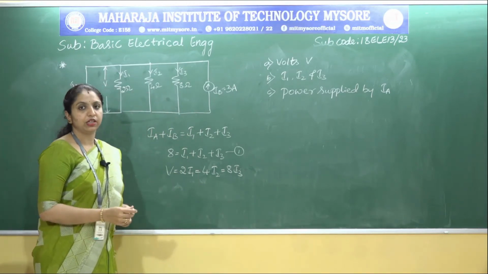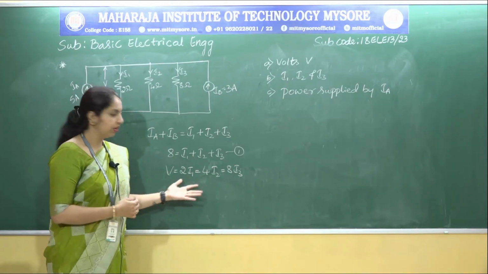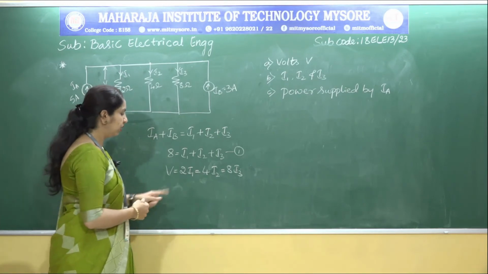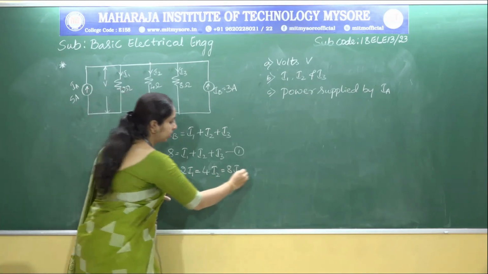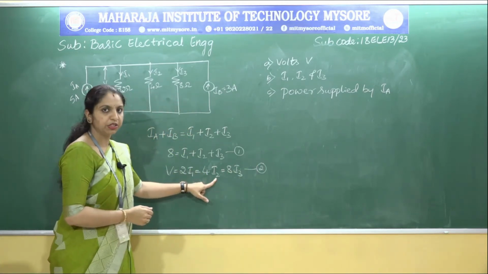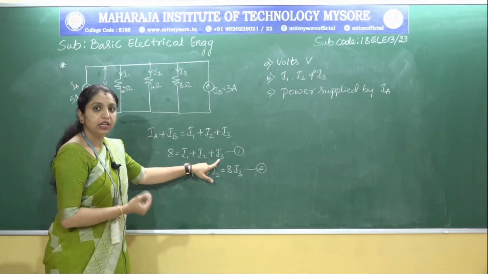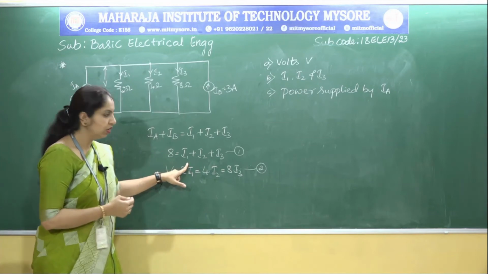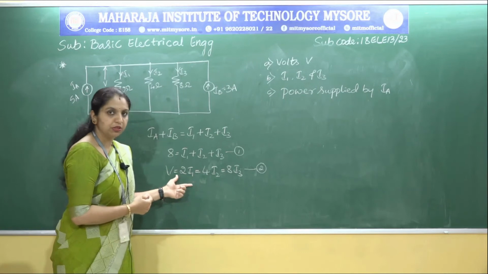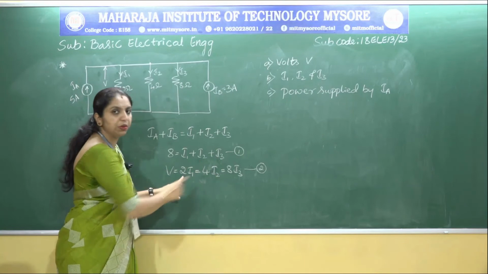Okay, so remember, when the resistors are connected in parallel, the voltage across all the resistors remains the same. So 2 into I1 is equal to 4 into I2 is equal to 8 into I3. Let us call this equation 2, and using this expression I am going to replace I2 and I3 in terms of I1. So once again, I am going to substitute I2 and I3 in terms of I1 using equation 2.